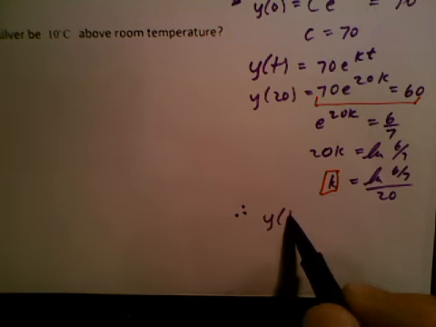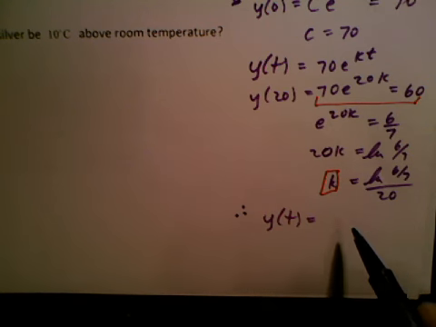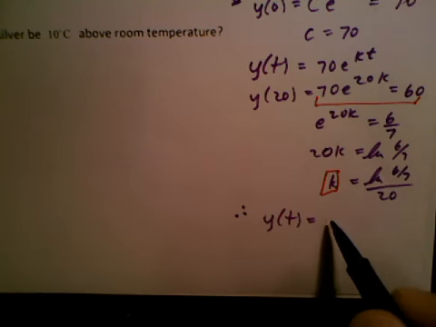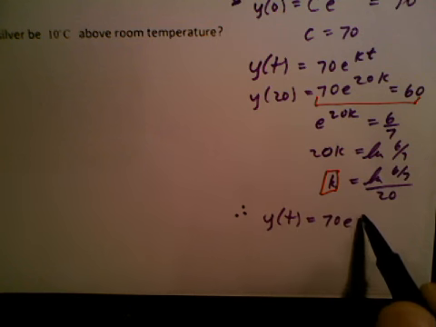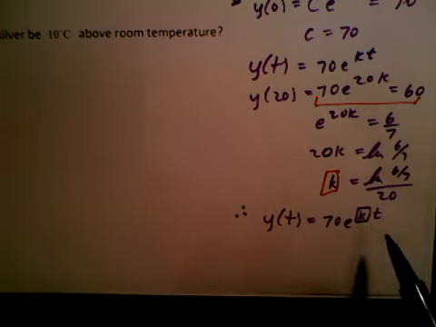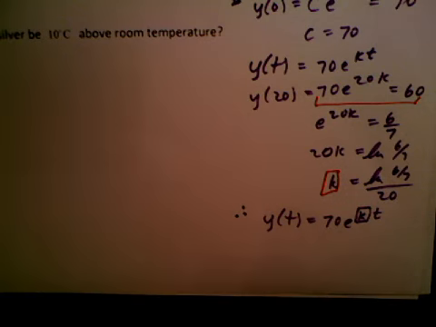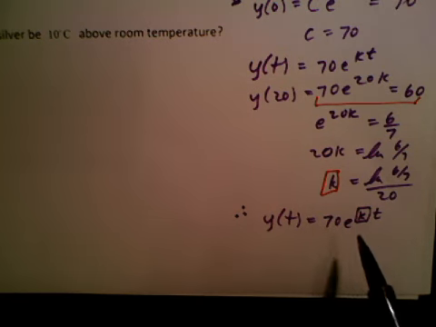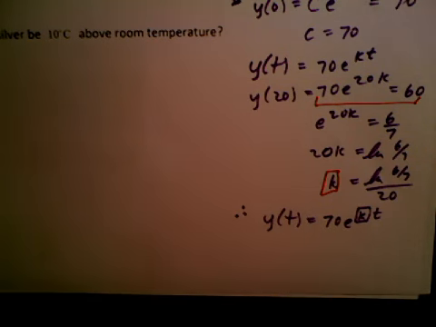But we have our function now, and this is our bread and butter. y of t equals 70 times e to the kt. And that k now with a box around it indicates to me that I've got that stored, and I can find all the information I need based on that equation right there. So I'm going to get to the next video here in just a moment.